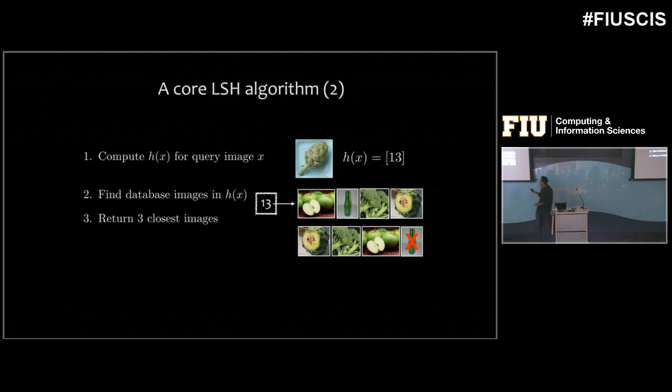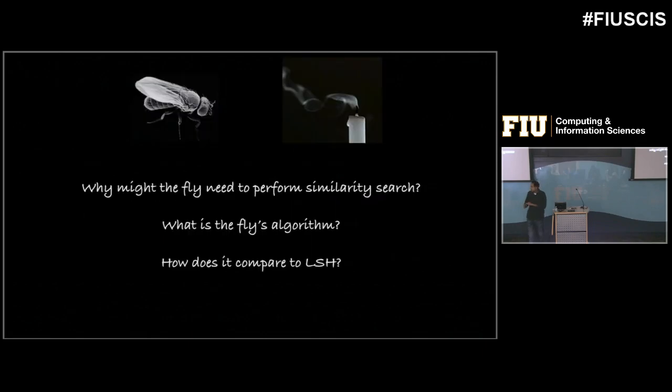Okay, so this is a very core algorithm. There are many bells and whistles on top of this, but a very core algorithm to solve this problem. Okay, so now I want to tell you about fly olfaction and the connection that we made between this locality-sensitive hashing problem and what the fly needs to do. So I want to tell you three things. One is, why might the fly need to perform similarity search in its brain? What is the fly's algorithm to solve this problem? And then we want to compare it to what I just showed you of conventional LSH.